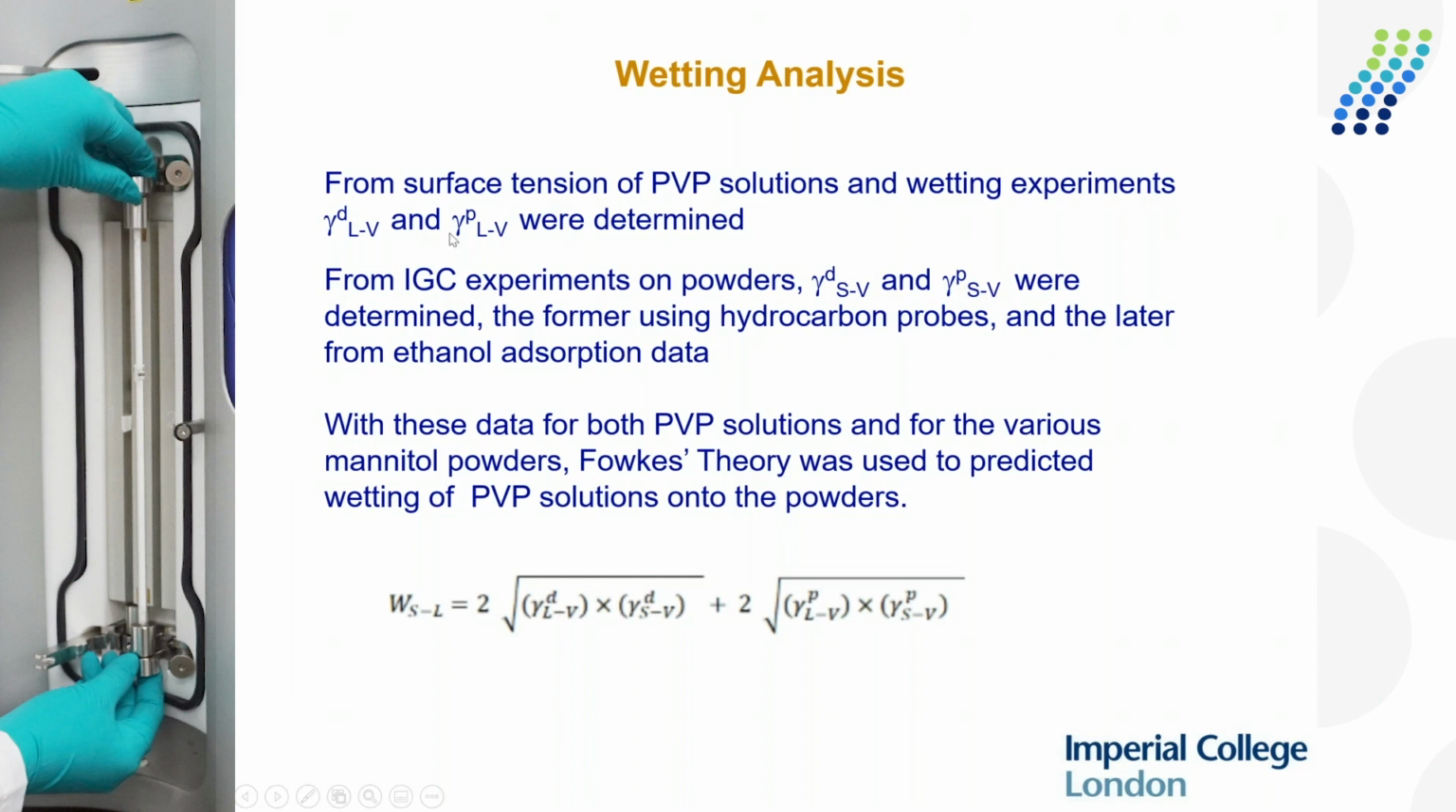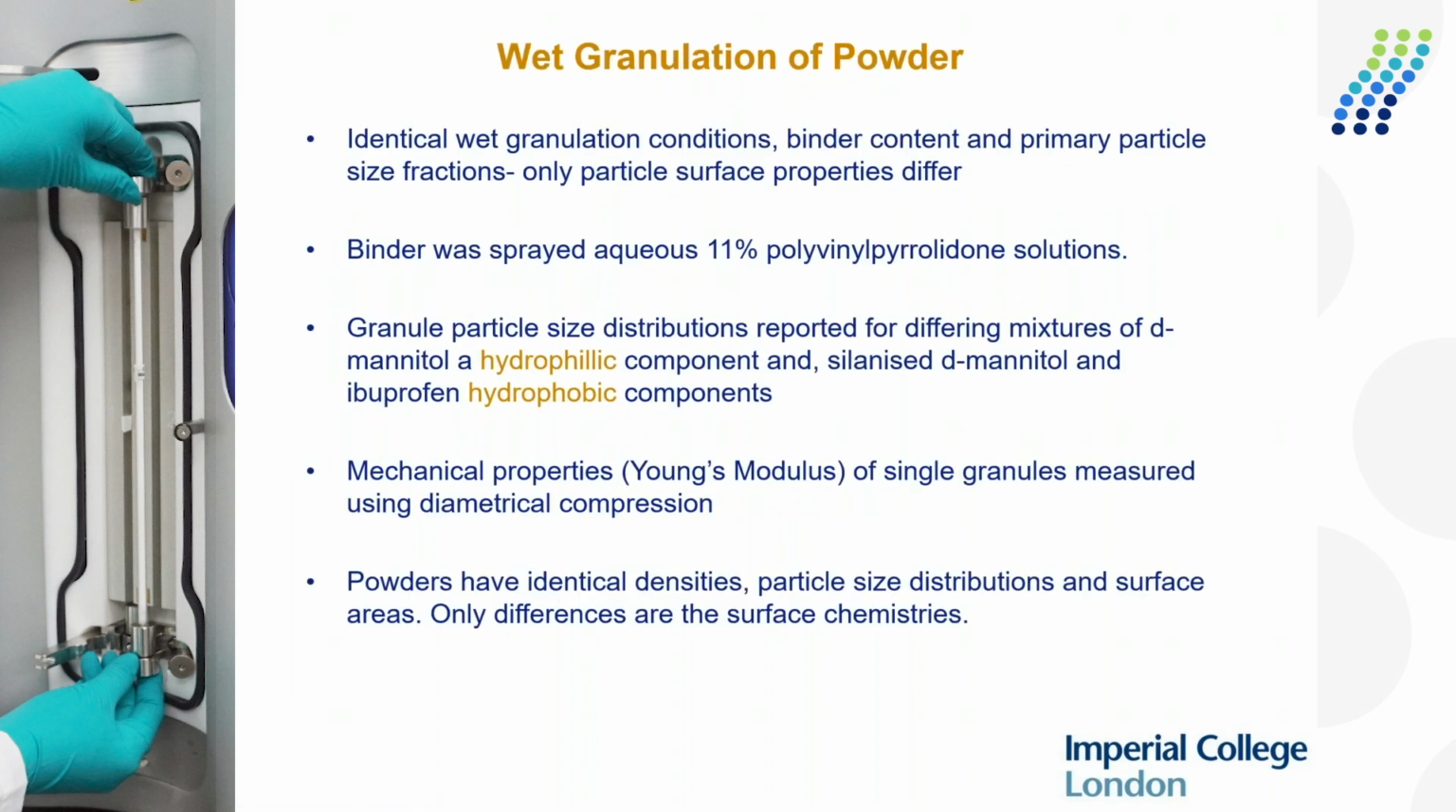So in terms of wet granulation, all the conditions we used were identical, same binder content, same primary particle size fractions. The only differences were the composition of the different hydrophilic and hydrophobic mannitol particles. The binder was an aqueous solution of 11% PVP, and as I said, we're going to actually look at the size of the particles that are manufactured, and we're also going to look at the Young's modulus of the final materials we make. So mechanical properties of the granules and size are the two metrics we're going to look at for the material. And we're going to make a range of 100% hydrophobic, 100% hydrophilic, and some mixtures in the middle. So we've got a range of different hydrophobic and different hydrophilic powders.